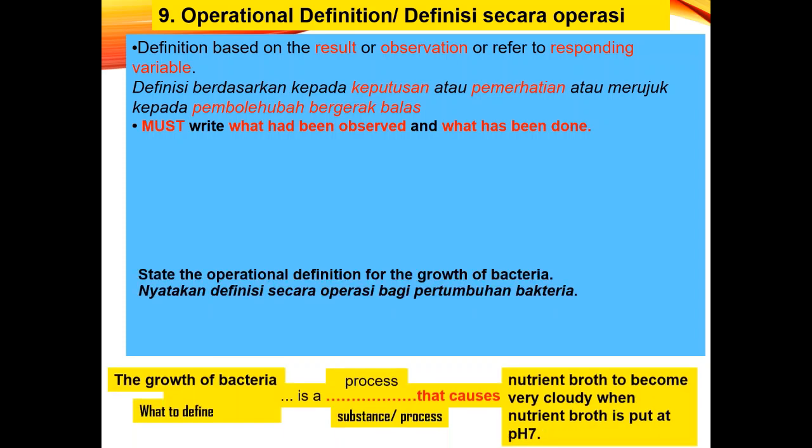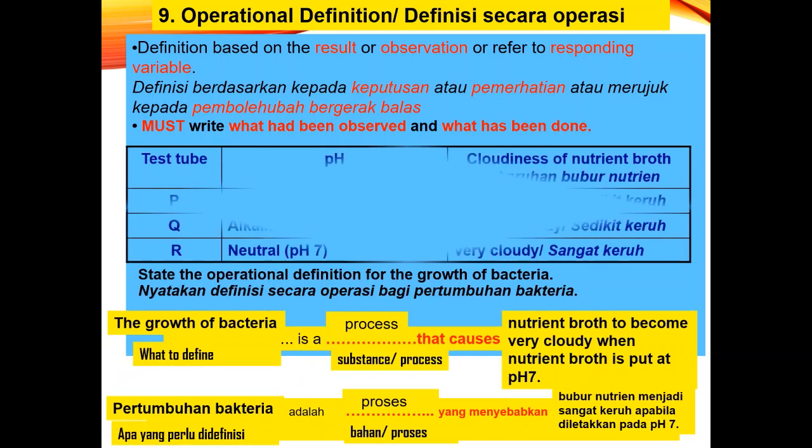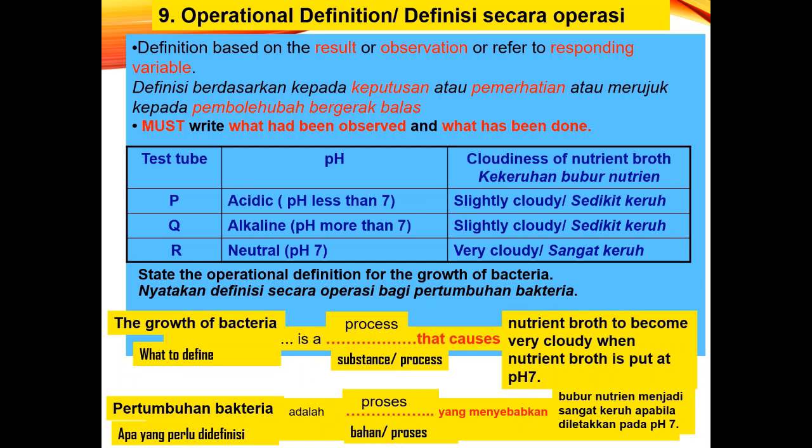So you look at this example. So this is a table given the test tubes P, Q, R, and then with the different pH, acidic, alkaline, and the neutral. And then the responding is the colourlessness of nutrient broth. So how to write the operational definition for the growth of bacteria? So you need to write like this. The growth of bacteria. Salin, operational definition dia, pertumbuhan bacteria.